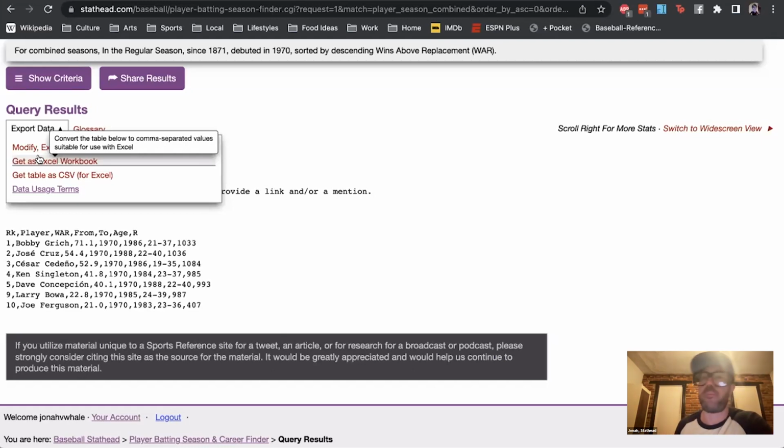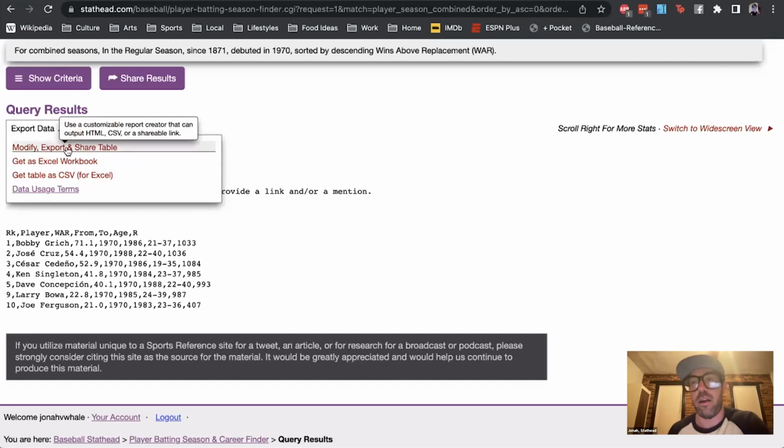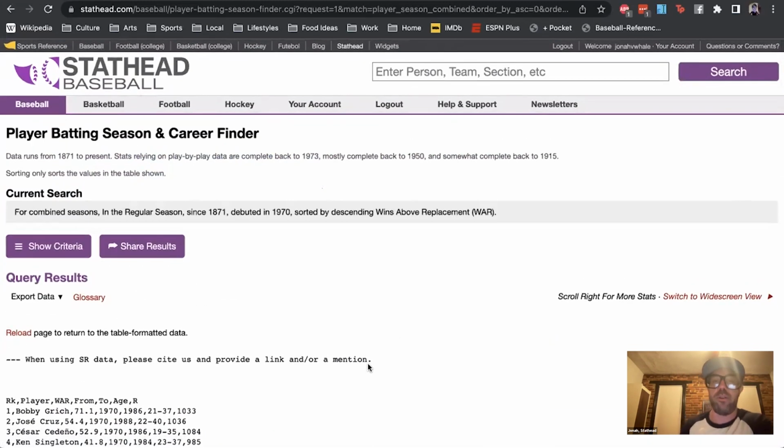And once you have that workbook, you can obviously do Excel stuff with it, but you can put it into your programming thing of choice if you want to do more advanced research. Really, the sky's the limit. So that is how you get stats off the site and onto your computer. So let's see.